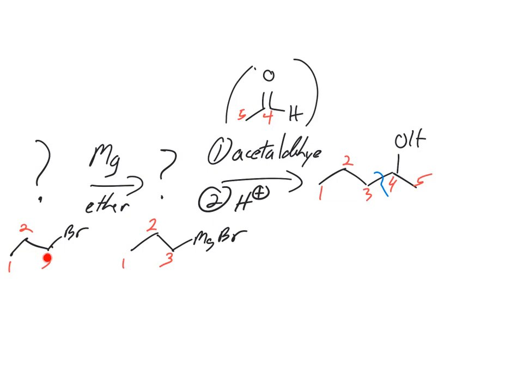Change carbon 3 from an electrophile to a nucleophile. Well, then it can react with the electrophile carbon 4. Makes a tetrahedral intermediate. Are there any leaving groups? No. Protonation. Alcohol. Done.